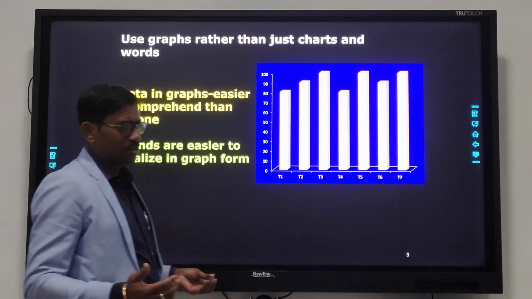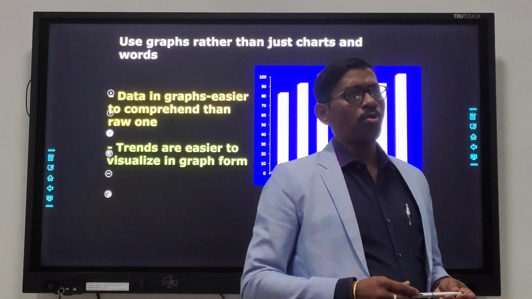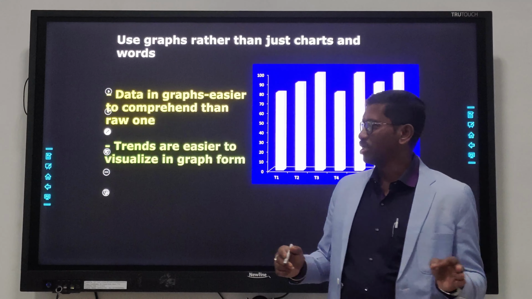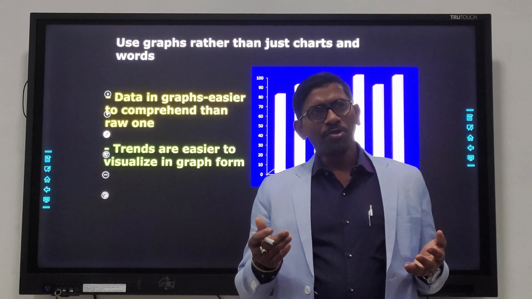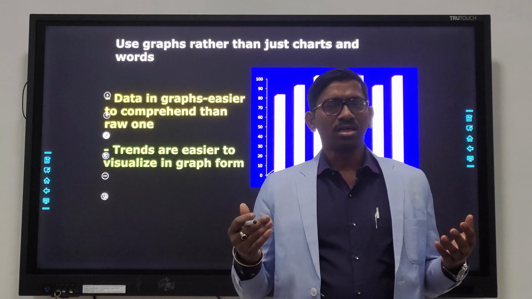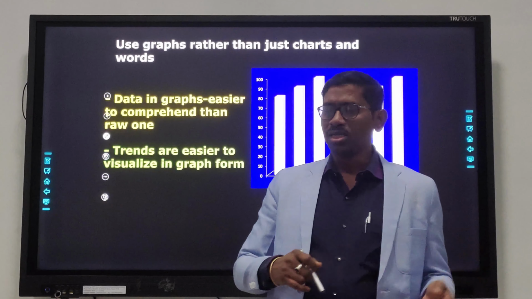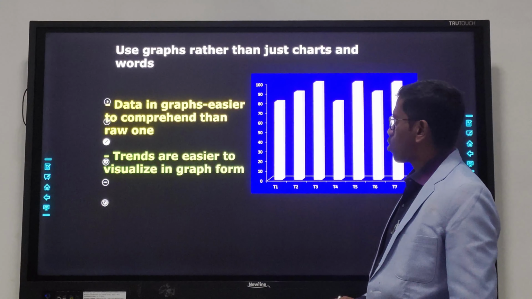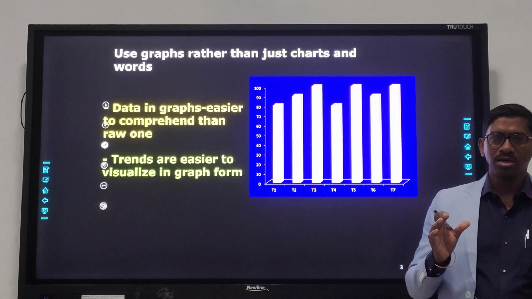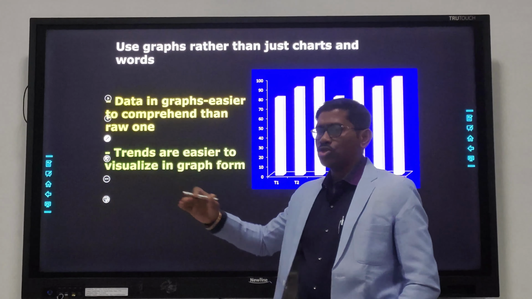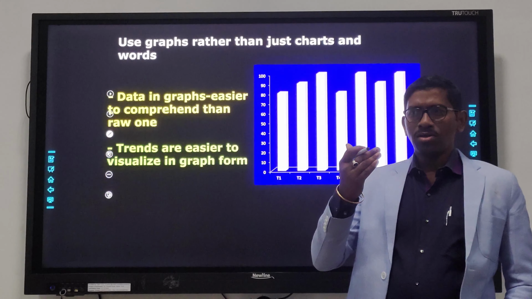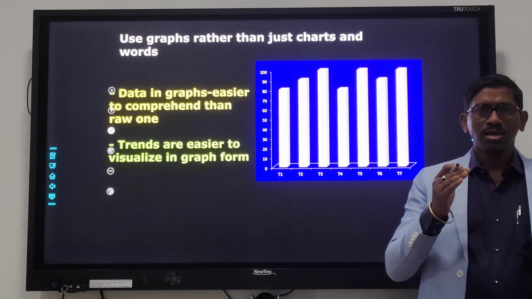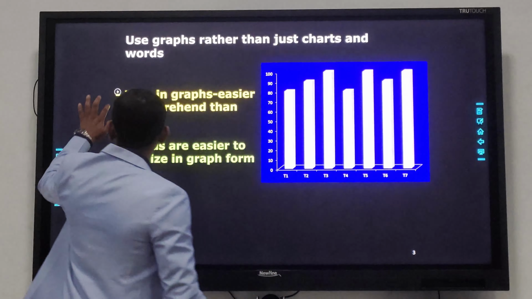Now, graphs, as you probably know, are an important part of any thesis, dissertation, as well as research communications. I personally prefer to present my data through graphs rather than tables, because data in graphs are easier to comprehend than the raw data. And the trend which we want to show becomes much easier to visualize in graphical form rather than tabular form.